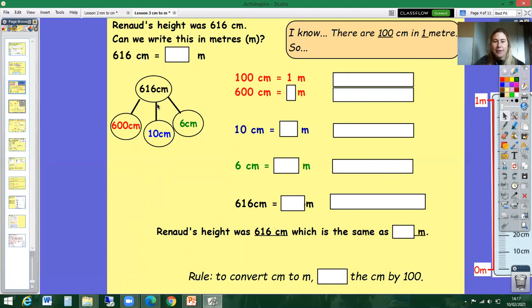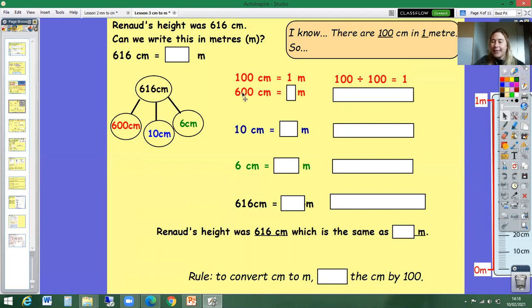So just like yesterday, I've taken my 616 centimeters and I've partitioned it into 600 centimeters, 10 centimeters and 6 centimeters, because then I can look at what happens when I convert each part separately, okay? Let's start with our 600 centimeters. I'm going to use what I know. So I know that 100 centimeters is 1 meter, and I know that we divided our 100 by 100 to get that 1 meter, okay?